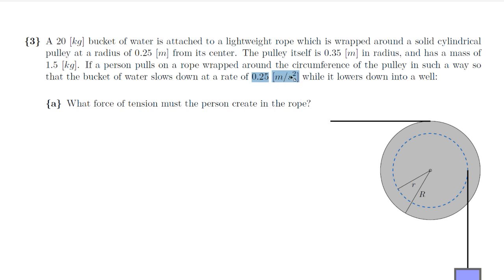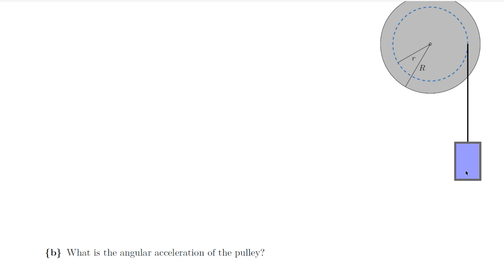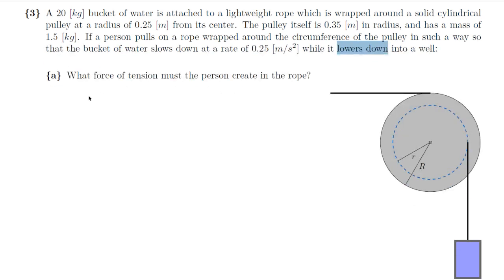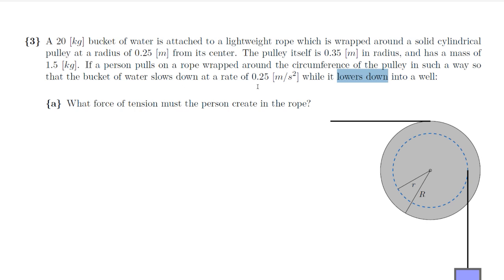Pay close attention to the fact that that's an acceleration, not a speed or velocity, because I'm telling you it's slowing down at this rate. So it's a change in the velocity over time. So it slows down at that rate while it lowers down into a well. So this bucket is dropping in the diagram, but it is slowing down on its descent. We're going to find what force of tension the person must create in the rope. So basically, what is the tension they need to pull with at the circumference of the pulley in order to lower the bucket down at this rate of acceleration.